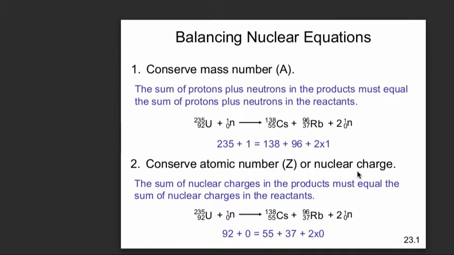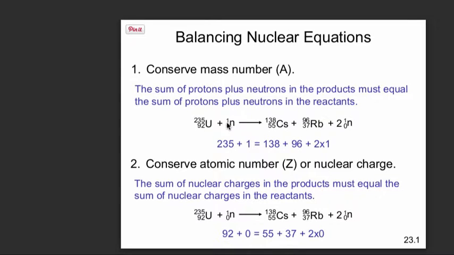Alright, so what we need to do now is summarize how we balance nuclear equations. There are really two rules. The first rule is conserve the mass number. The mass number is the number written in the top left. Make sure whatever is on the left-hand side, the protons and neutrons together, adds up to what's on the right-hand side. There's no magic. We can't lose or gain anything, otherwise we violate the law of conservation of mass.